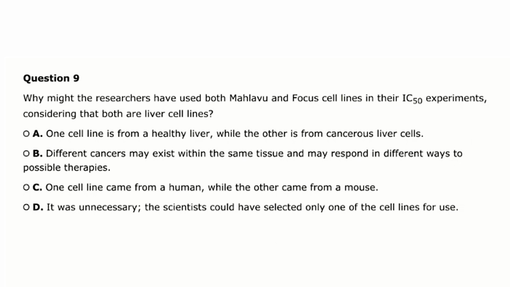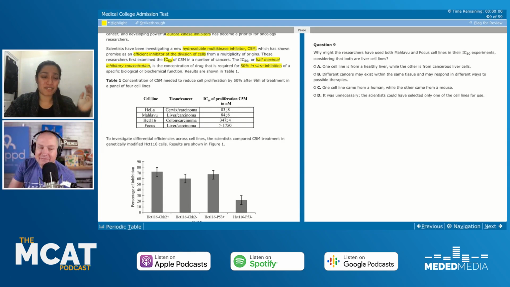And so I don't feel confident about how much I know about liver cancer therapies. I'm just going to process of elimination this one because I don't even know how to predict. There could be a lot of cancers in the liver. I just know that they're different cell lines. They're both livers. From my table, I can see that they're both cancerous liver tissues. Beyond that, I know nothing.